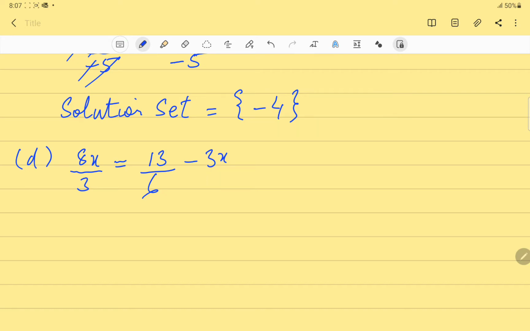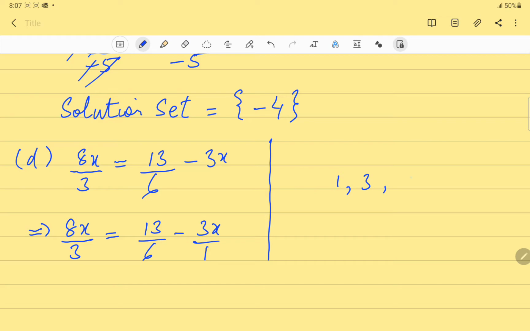Minus 3x we can write as minus 3x over 1, but still okay, just for the sake of explanation let us write it. 8x over 3 is equal to 13 over 6 minus 3x over 1. Now we will find the LCM of 1, 3 and 6.